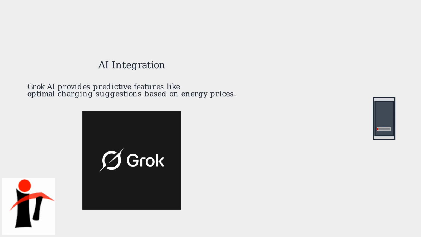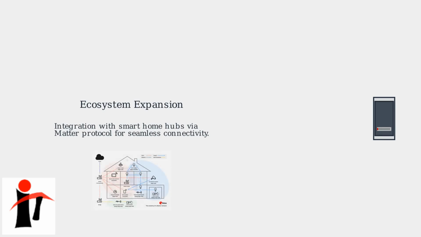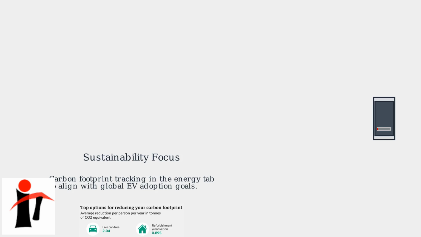Recent Tesla app updates bring powerful new capabilities through AI integration, ecosystem expansion, and sustainability features. Grok AI, Tesla's advanced AI assistant, now offers predictive features such as suggesting optimal charging times based on current energy prices and usage patterns. The app now integrates with smart home hubs using the Matter protocol, allowing seamless connectivity between your Tesla vehicle and other smart devices in your home.